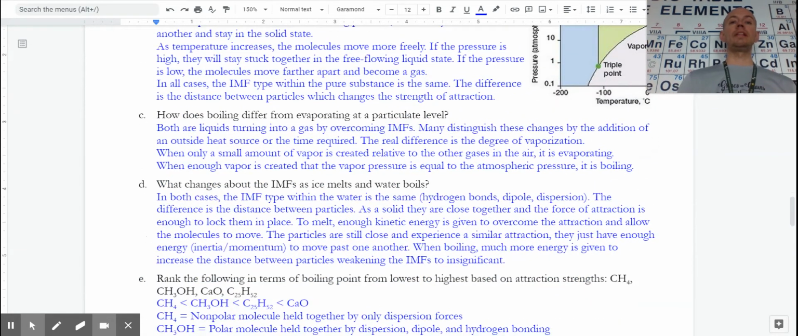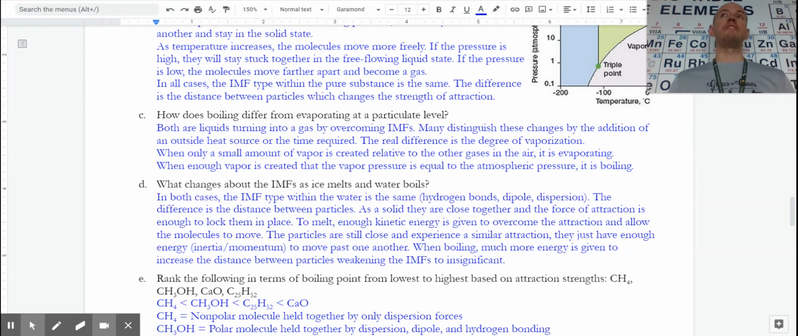When we compare boiling and evaporating, both are a change from liquid to gas. Both require overcoming intermolecular forces. Both are endothermic, taking energy in. The biggest difference between these isn't whether we're heating it up or whether it's happening fast or slow, it's how much vapor we are producing.